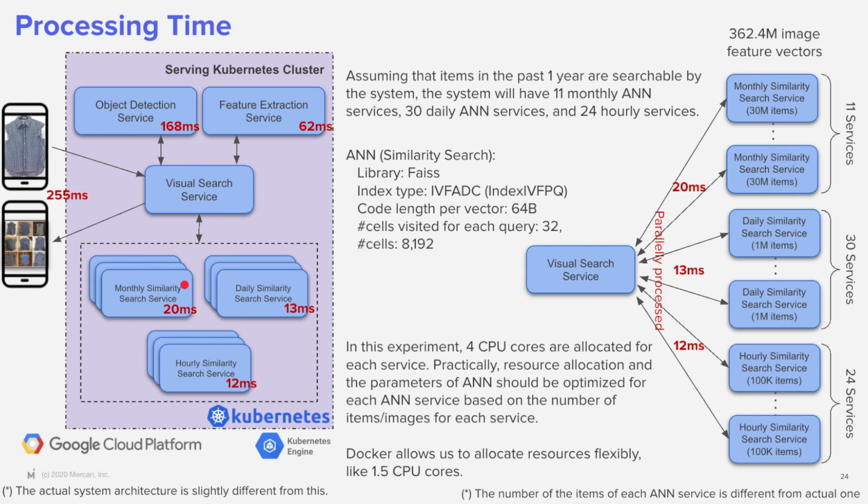Actually, our production system is more complicated than this. For example, the system should return the whole item information like item title, description, category, brand, price, and so on. So after the visual search, the system accesses an item database to get such information.